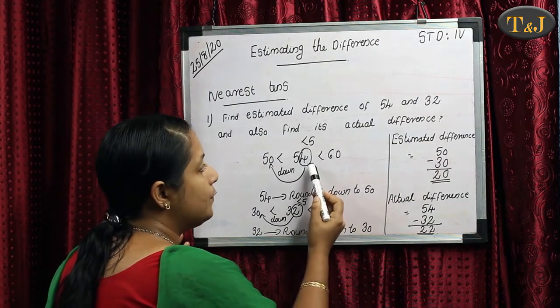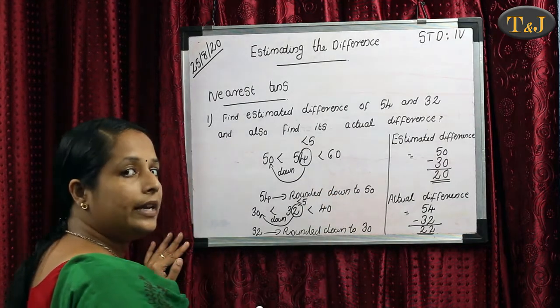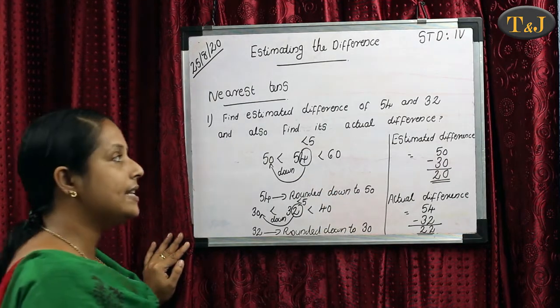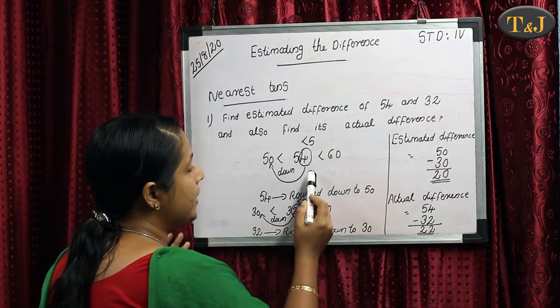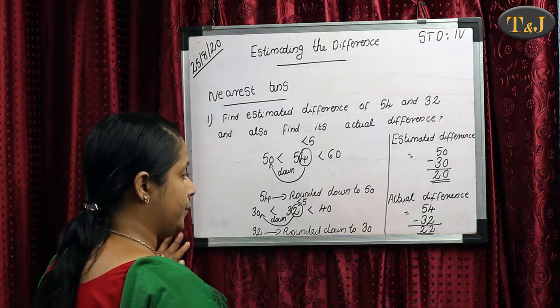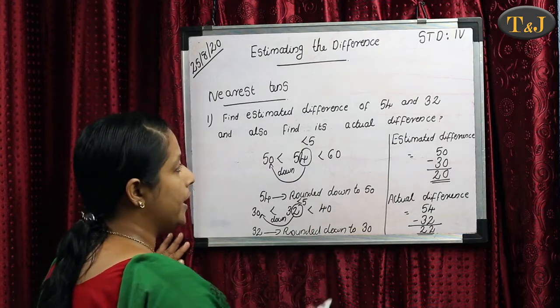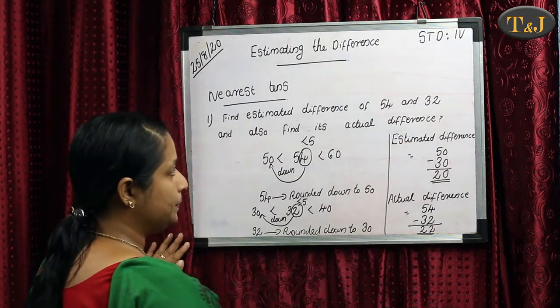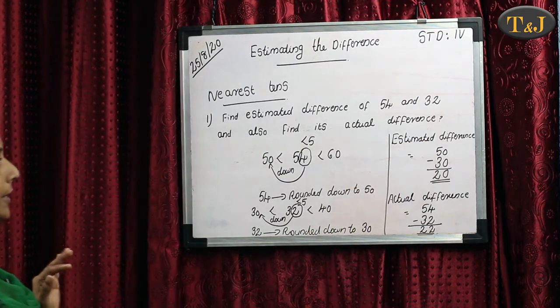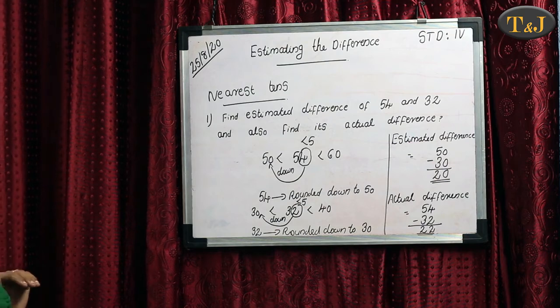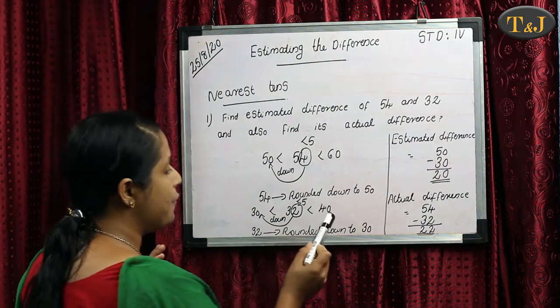Here our value is 4. Is it less than 5 or greater than 5? Yes, it is less than 5. So 54 is rounded down to the number 50. That means we write 54 is rounded down to 50. Next our number is 32. In the case of nearest 10, 32 lies between the numbers 30 and 40.